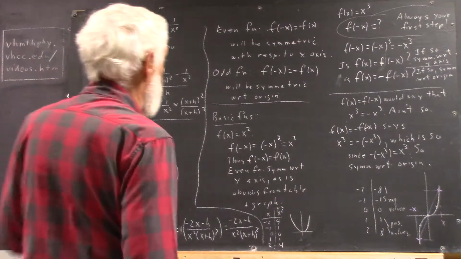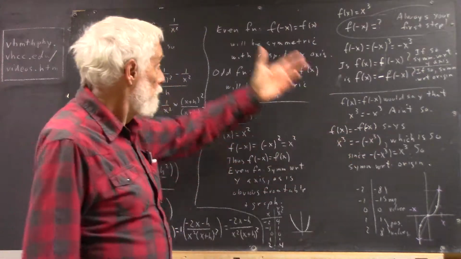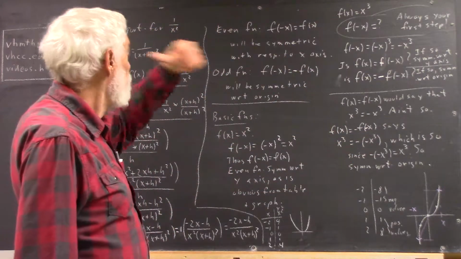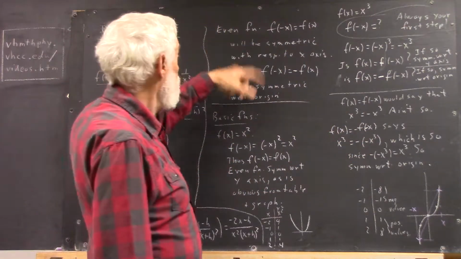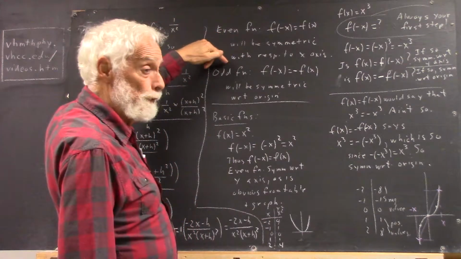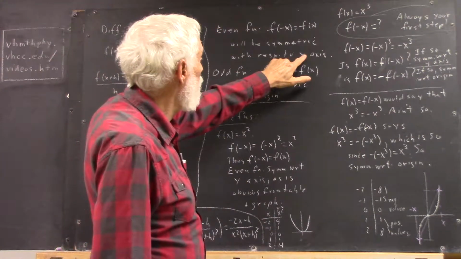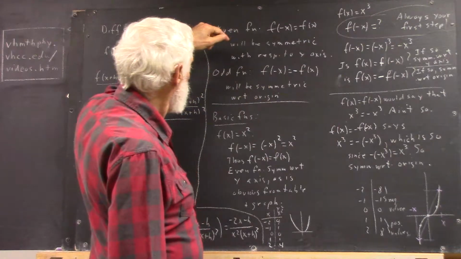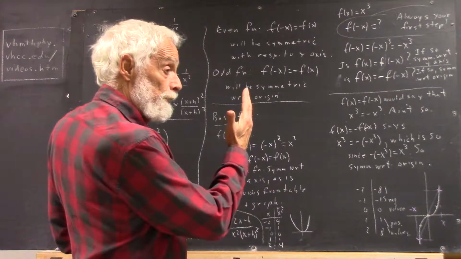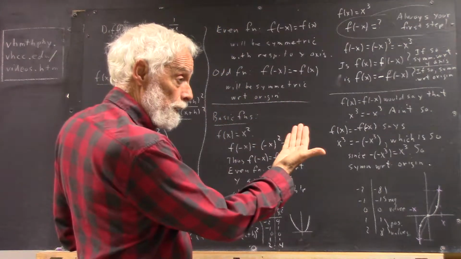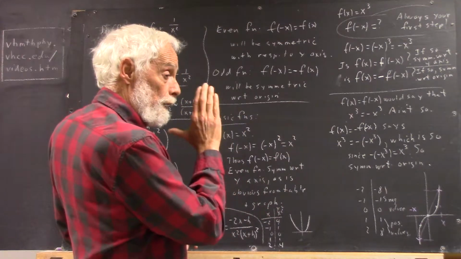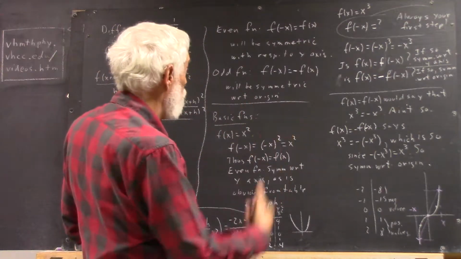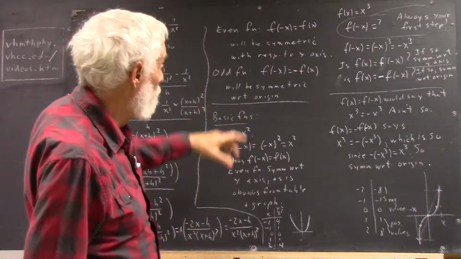Okay, what's the difference between an even function and an odd function? An even function is a function that's symmetric with respect to the y-axis. So the y-axis is an axis of symmetry. Everything over here is reflected over here, and everything over here is a reflection of everything over here, and vice versa all the way through.